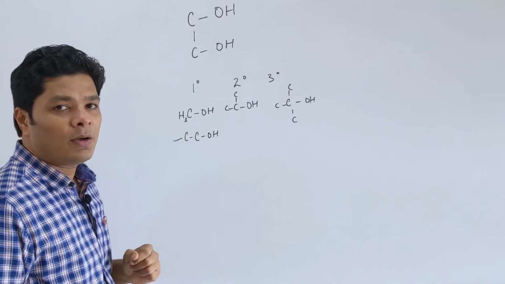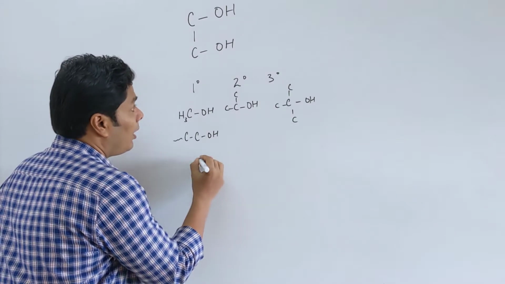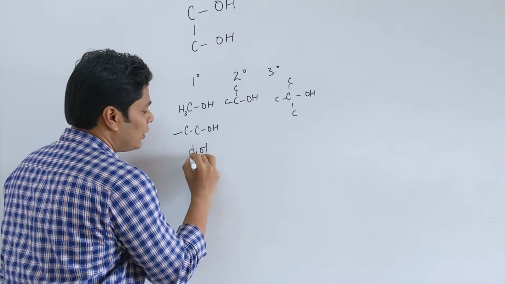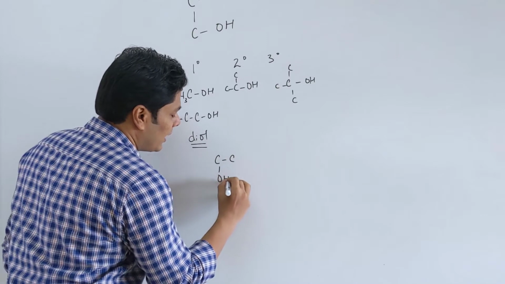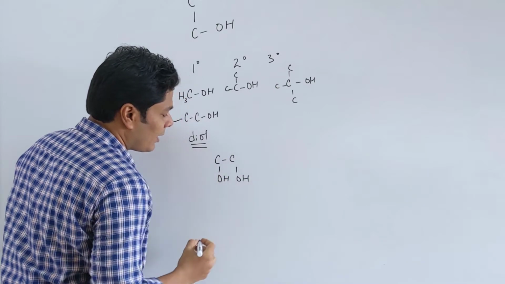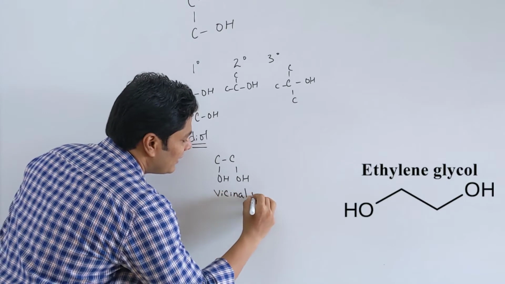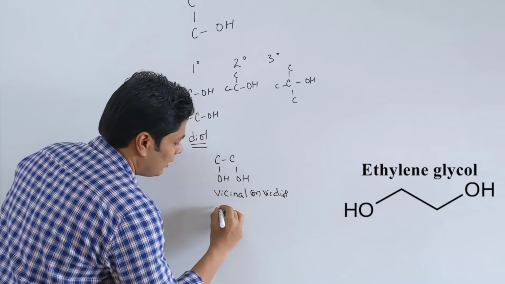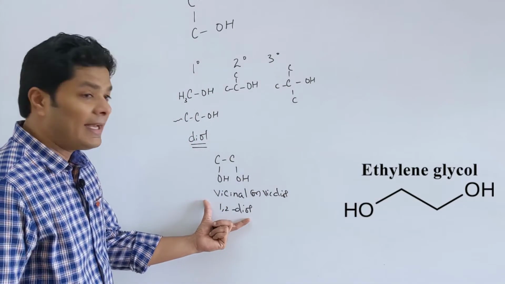The other types of alcohol that you need to know are dihydric alcohols, which are called diols. If the OH groups are on adjacent carbons, you call it vicinal or vic-diol, or 1,2-diol, just like your alkyl halides.